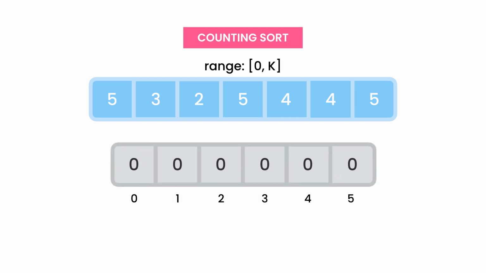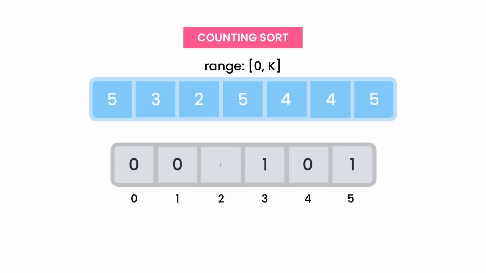So we iterate over our input array. The first item is 5. Now we go to index 5 of the counts array and increment the value by 1. That means so far we have found 1 5 in our input array. As we read more items, we'll update these counts, okay? So let's read the next number in our input array. That's 3. Again, we go to index 3 of the counts array and increment the value by 1.